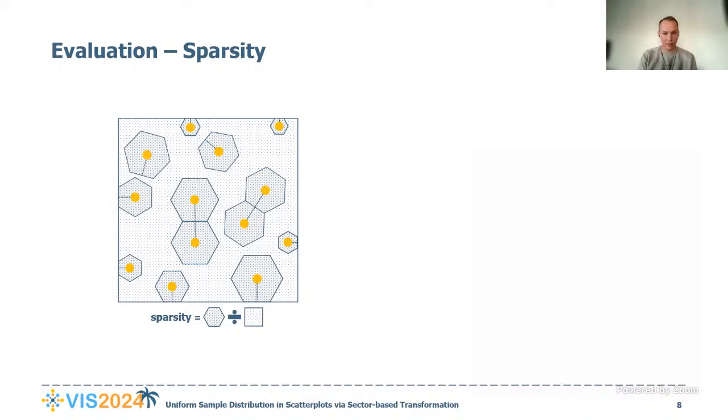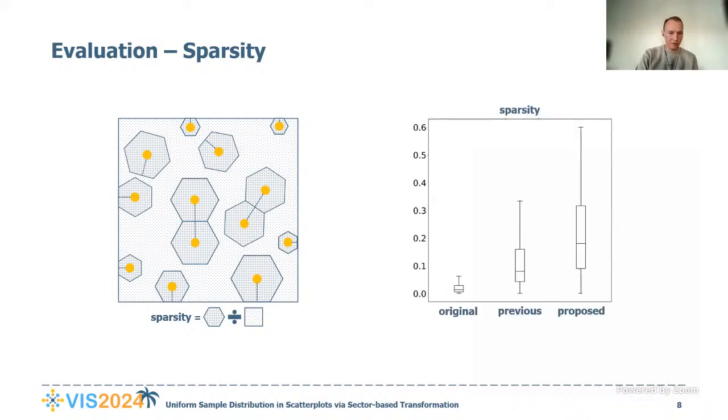This metric is also independent of the number of samples in the scatter plot, as opposed to, for example, taking the average distance to the nearest neighbor. We computed the sparsity for roughly 3,000 real-world datasets and saw that our approach significantly outperforms the previous one in almost all cases.